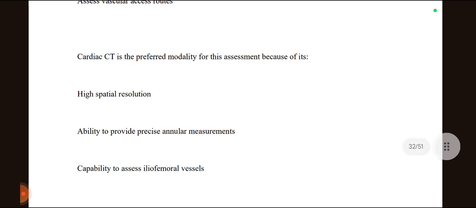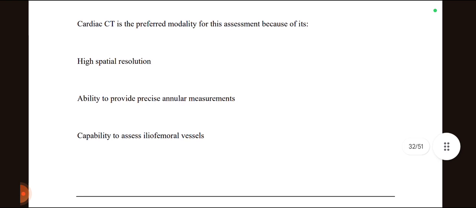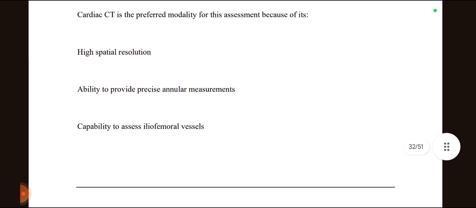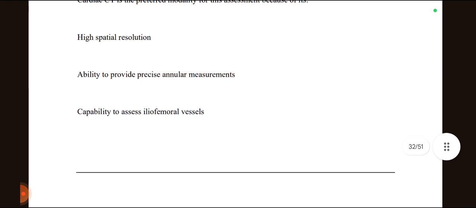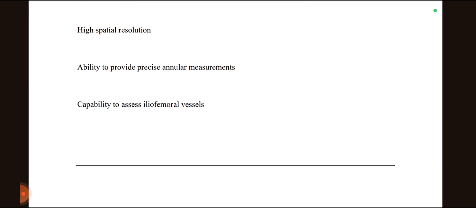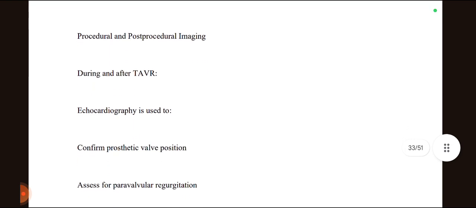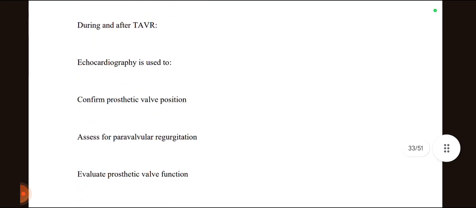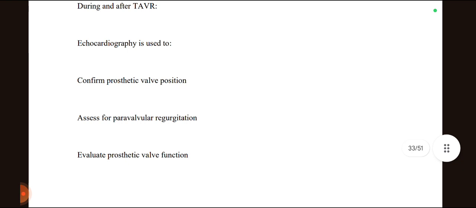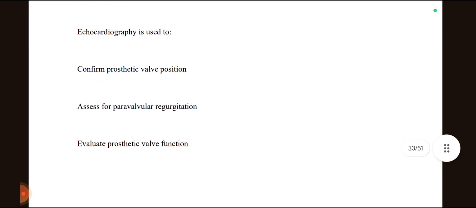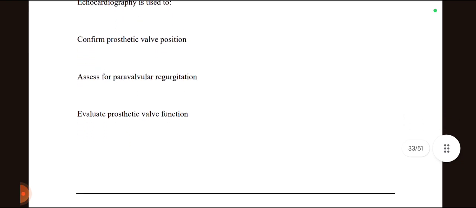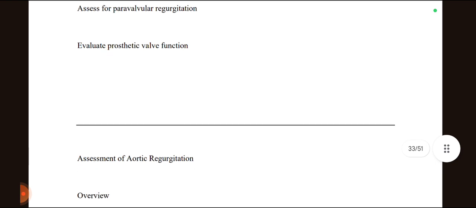Cardiac CT is the preferred modality for the assessment of this because it has a high spatial resolution and the ability to provide precise annular measurements and a capability to assess iliofemoral vessels. So procedural and post-procedural imaging क्या होंगी यहाँ पे. During and after TAVR, echocardiography चाहिए हमें to confirm prosthetic valve की position, assess for paravalvular regurgitation and evaluate prosthetic valve का function. So this was all about aortic stenosis.